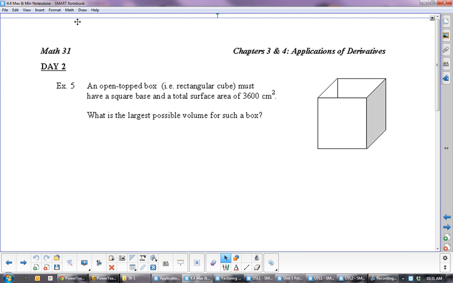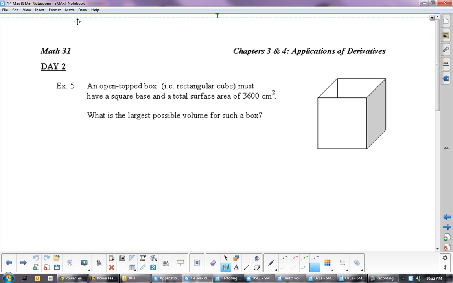Ready? Notes, let's go fast here. An open-topped box must have a square base and a total surface area of 3,600 centimeters squared. What is the largest possible volume for such a box? Again, this is something that we have done in the past using completing the square and graphing, but today we're going to solve it using derivatives.